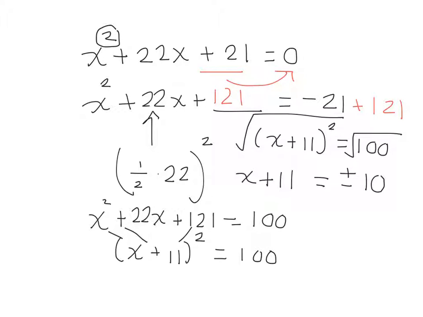So finally, we have to subtract 11 from both sides. And negative 11 plus 10 will be one of our solutions. And negative 11 plus negative 10 will be our other solution.